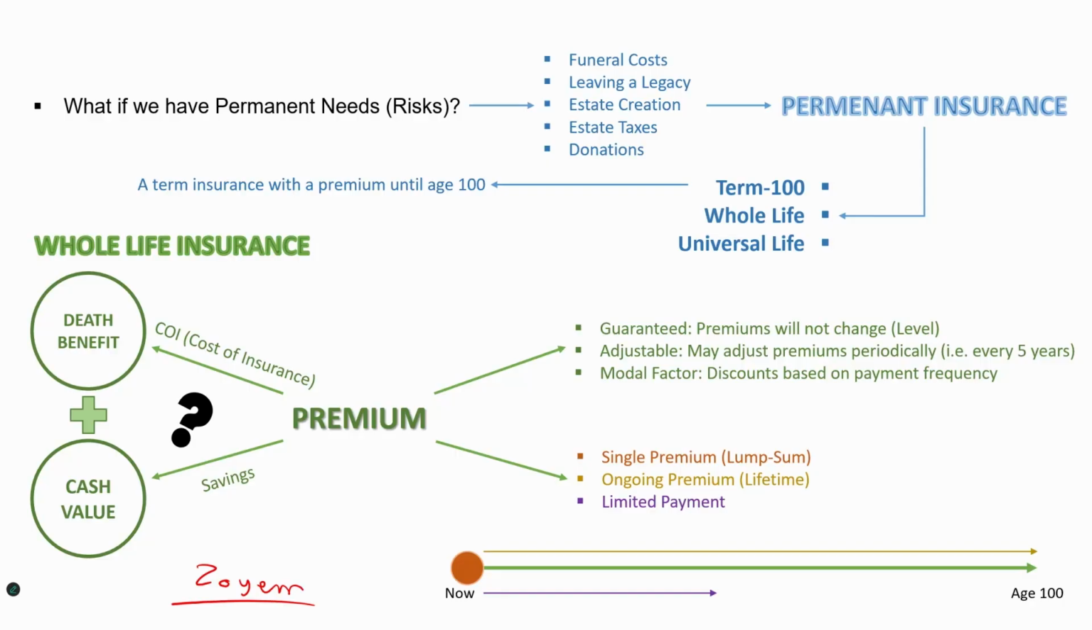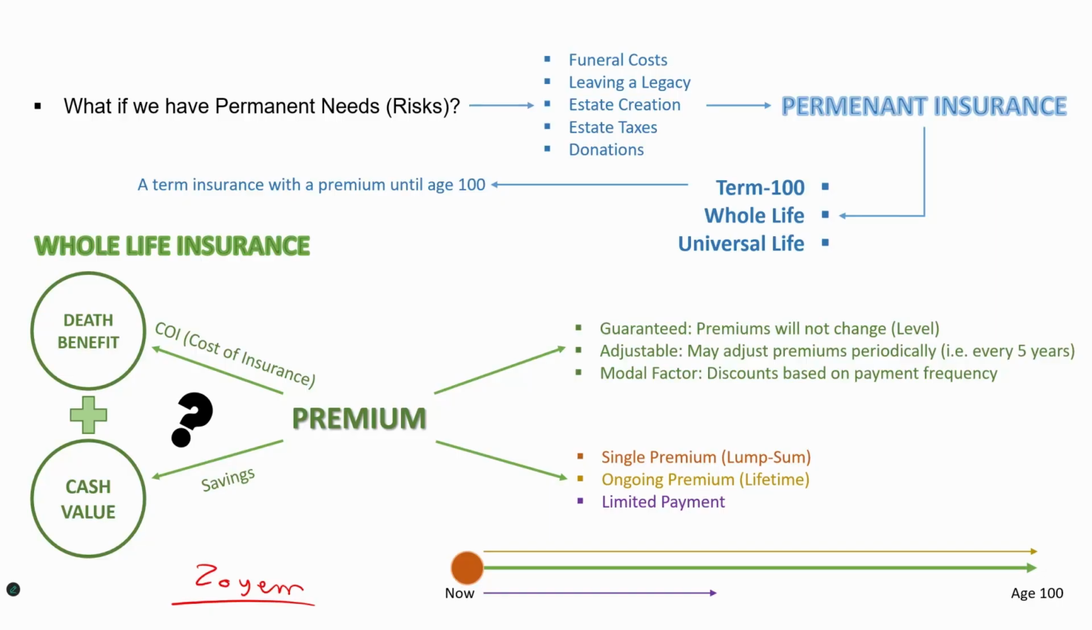So once again, whole life insurance policies, they say it's none of your business. We will guarantee you a death benefit and we will guarantee you a cash value and we will guarantee that your premiums won't change. But you don't need to know what I do with those premiums. It has a modal factor. So if I pay monthly, it's going to be more expensive.